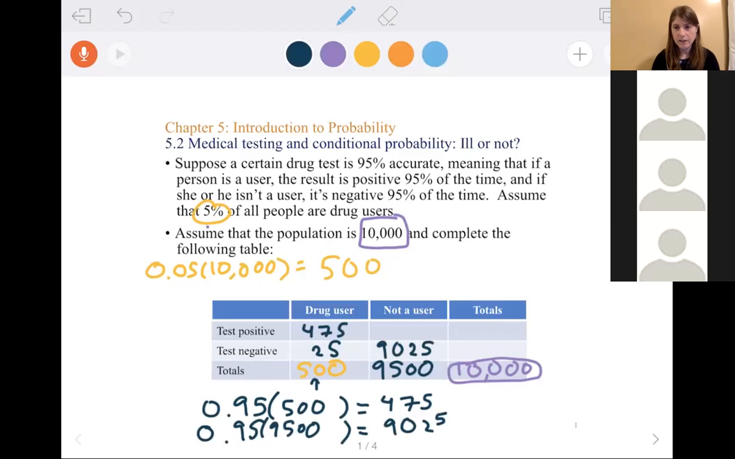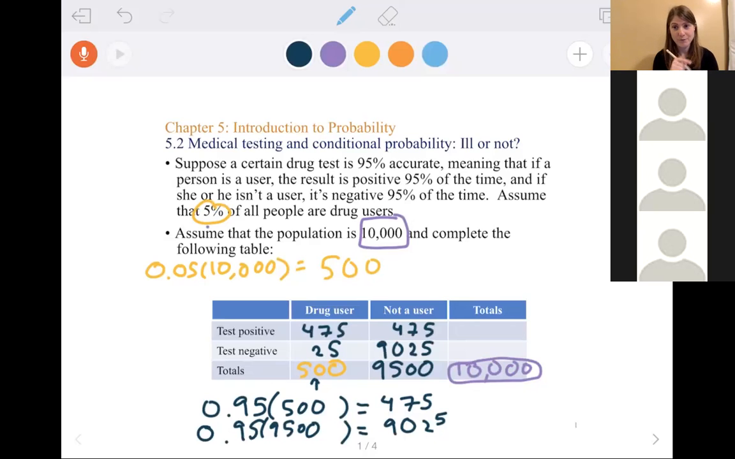We're actually filling this in not linearly in terms of our table. So you fill in the not a user and negative first. And then that's going to give us 475 to get to our 9,500 who tested positive but were not a user. Now, let's think about that. That's only 5% who test positive that aren't a user.